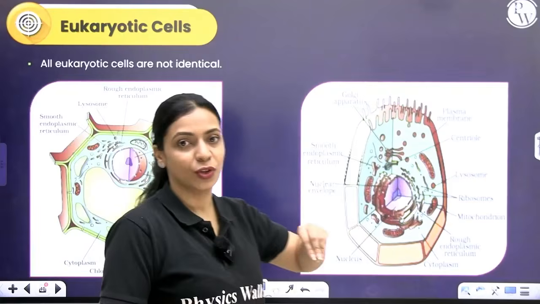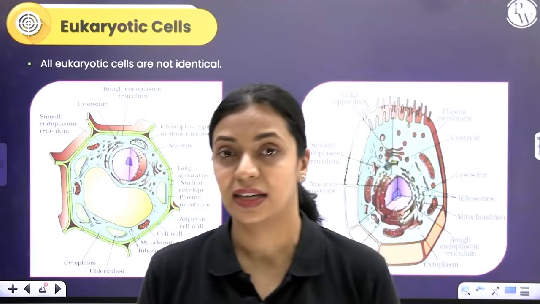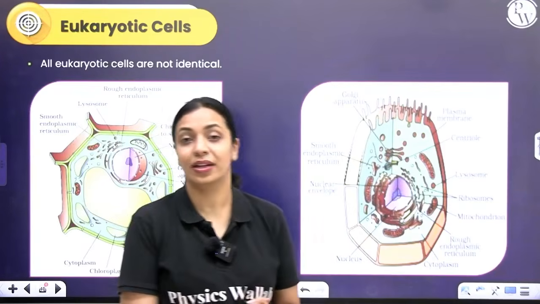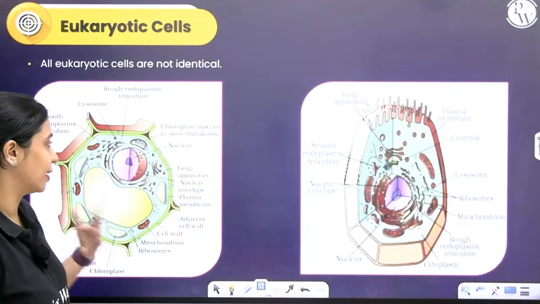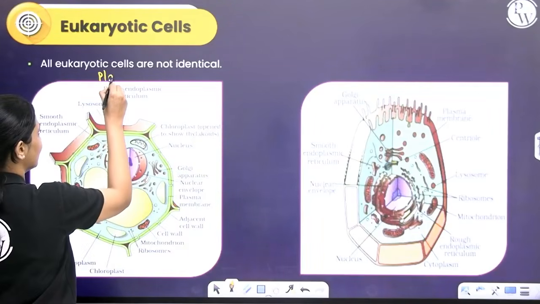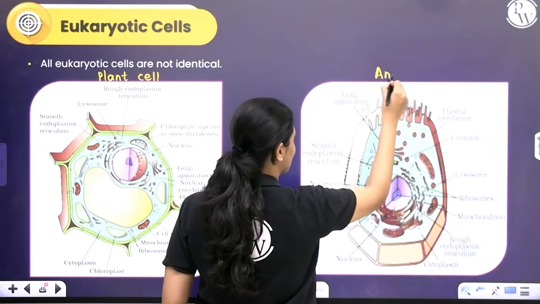Eukaryotes, just because they are eukaryotic doesn't mean all eukaryotic cells will have the same kind of structures and that they are identical. In your lower grades, you may have already studied the difference between a plant cell and an animal cell. Even in this class, I've told you in the beginning, right? So here is an illustration of a plant cell. And here you have an animal cell.